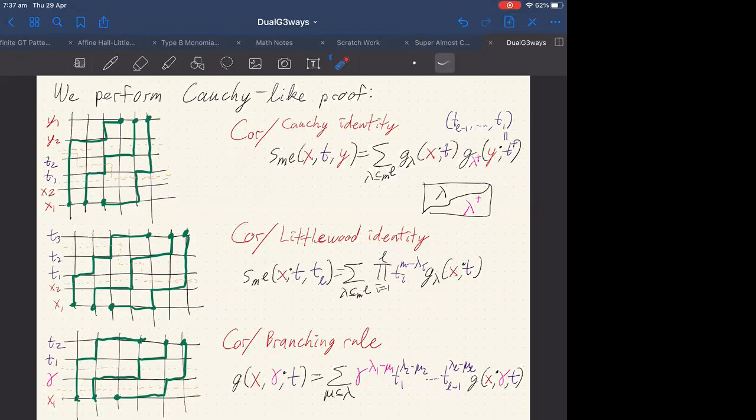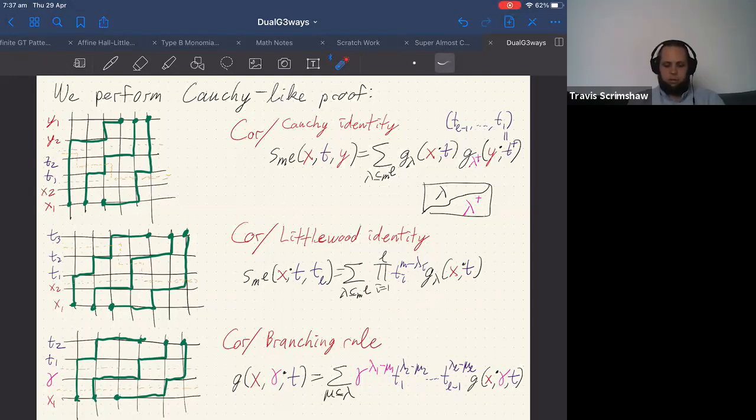And then if you wanted to, you can also generalize this to a more arbitrary lambda, and well, maybe I should say arbitrary nu here, and then lambda would have to fit inside of nu, but you could play the same game.